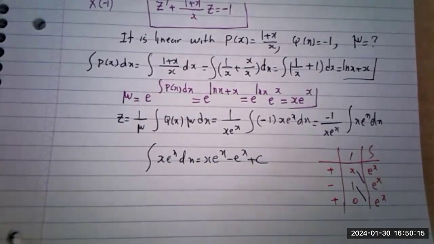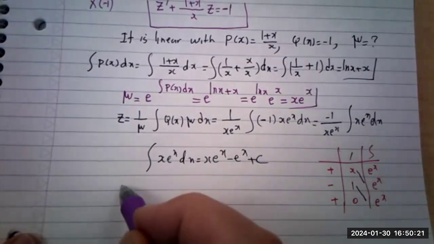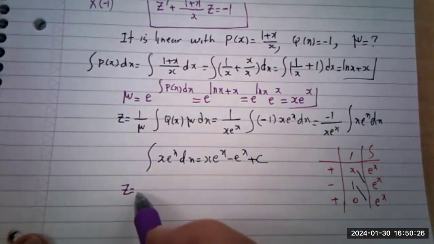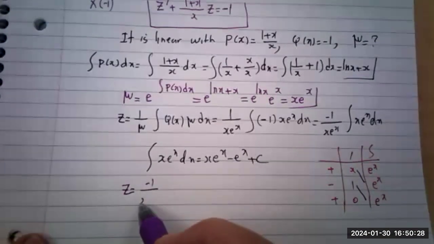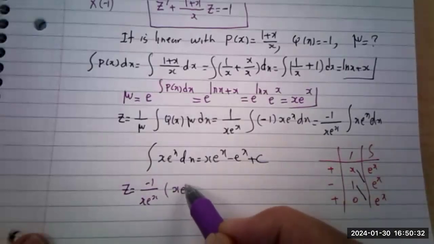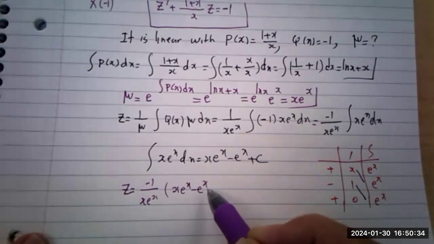If you're not done, we have to bring it here, simplify it a little bit, and substitute for the y. Okay, so z so far, z is equal to -1 over x e to the x times x e to the x minus e to the x plus c.